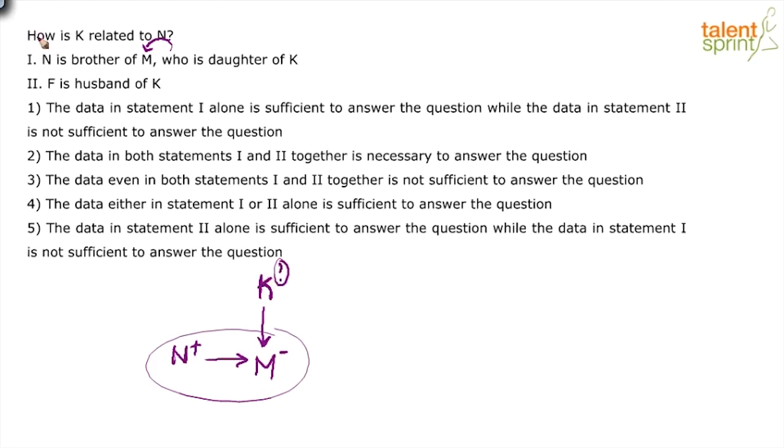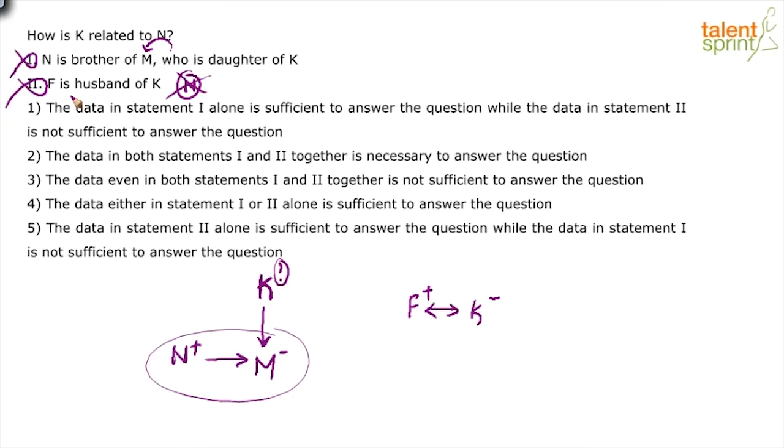Now the question says how is K related to N? But that's the point, right? Is K the father of N or mother of N? Not known. So statement 1 alone is not sufficient. Look at statement 2. Statement 2 says F is the husband of K. So what? How does this give us the relationship between K and N? Statement 2 alone is not sufficient, clearly. In statement 2, in fact, there is no mention of N at all. So if N is not mentioned, how can you establish the relationship between K and N? So statement 2 clearly is not sufficient.